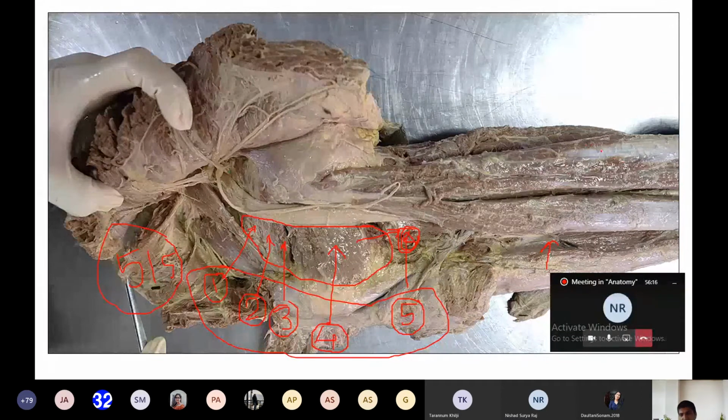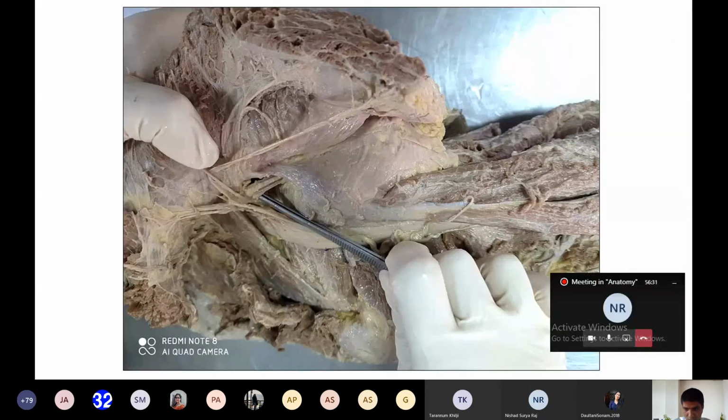After this, here, back of the thigh, I think better to do next time. Already time is running, 56 minutes here in my watch. Only 4 minutes left. So some of the part, which is related to this region only, gluteal region, we'll discuss utilizing under 4 minutes.